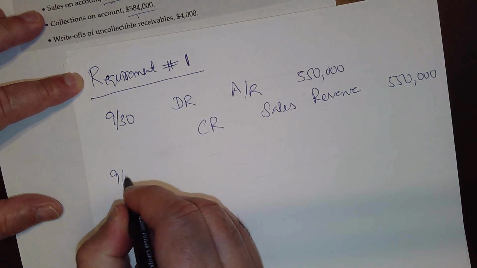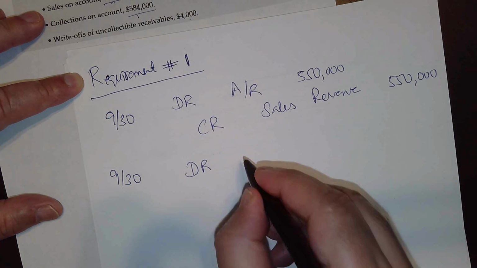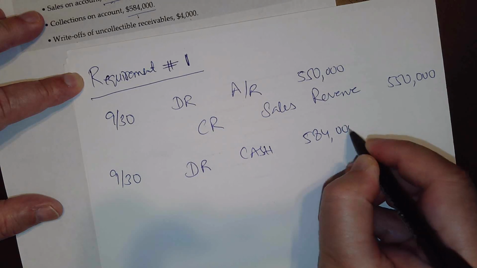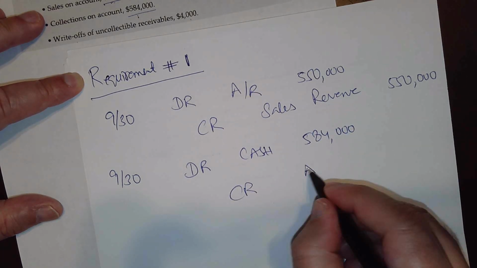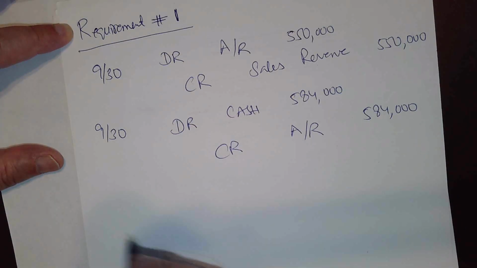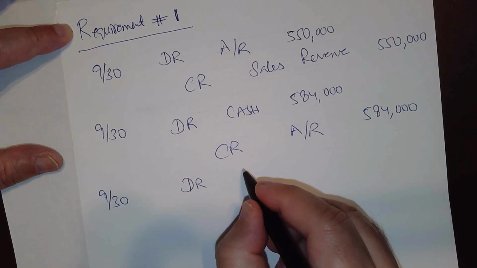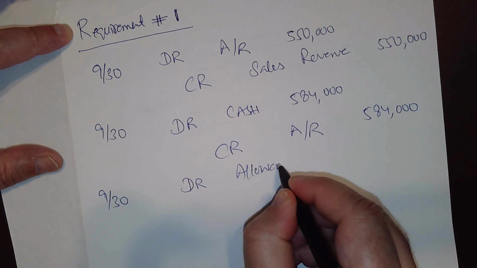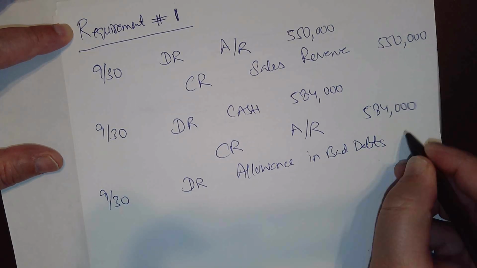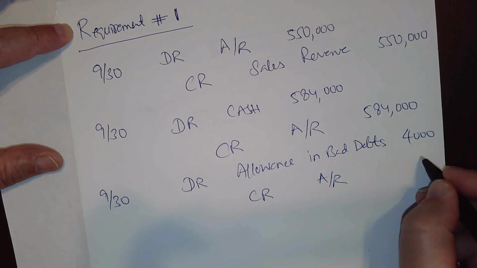On September 30th, we also say we have received cash during the month of $584,000. That means our accounts receivable is going down by $584,000. Also, we're going to make an entry that debits allowance for bad debts, and I'm going to show you in a minute using the T accounts, for $4,000, and we credit accounts receivable for $4,000.